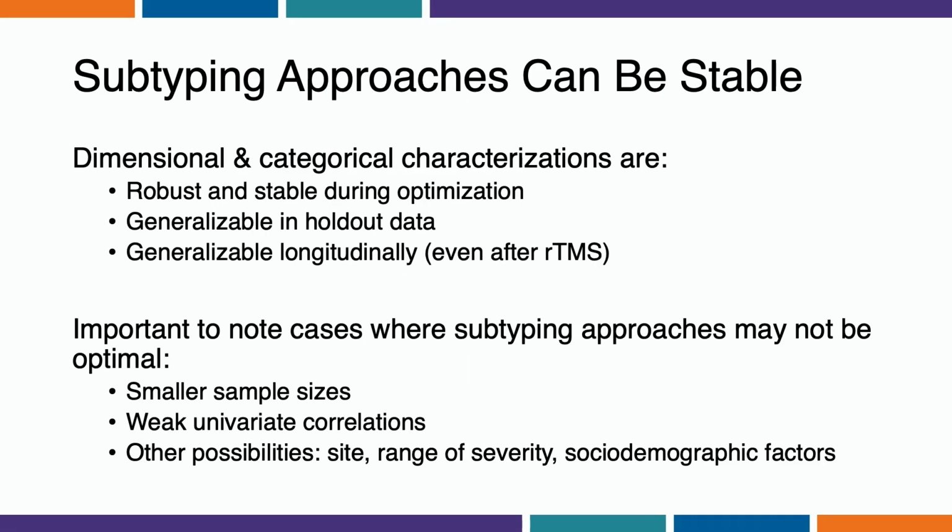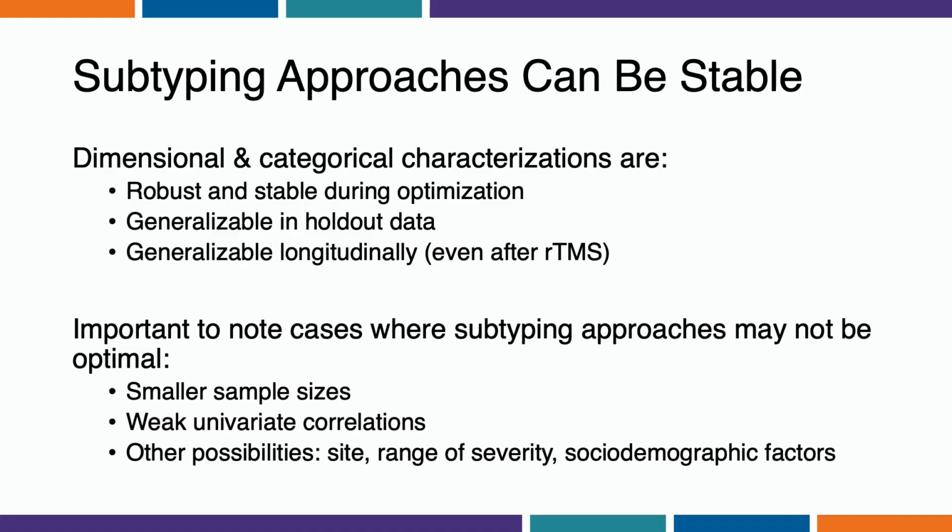So to summarize, and this is my last slide, given the right data set, these subtyping approaches are not only generalizable and stable, but they can yield us meaningful predictions in terms of outcomes to TMS and SSRIs.